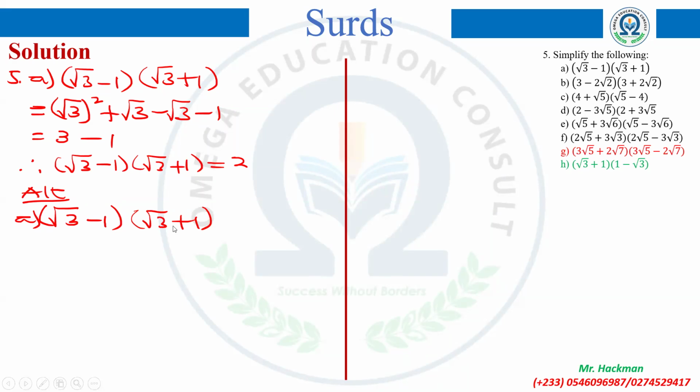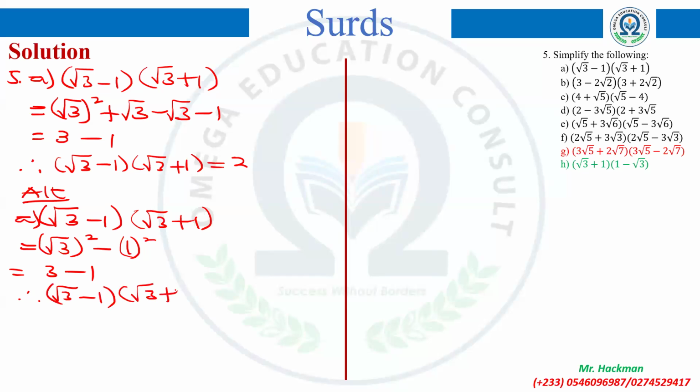So don't go and stress yourself to distribute, because you should be able to recognize that if I expand this, I will get a difference of 2 squares. On that note, I know this will give me my first term, root of 3 squared, then minus my other quantity, 1 squared. In effect this gives me 3 minus 1, so root of 3 minus 1 into root of 3 plus 1 will be equal to 2. Is my point well made?